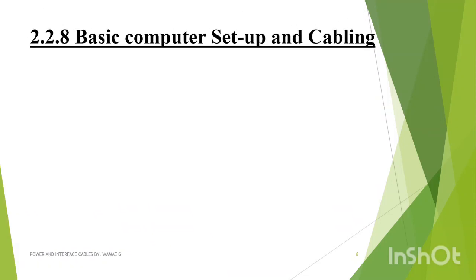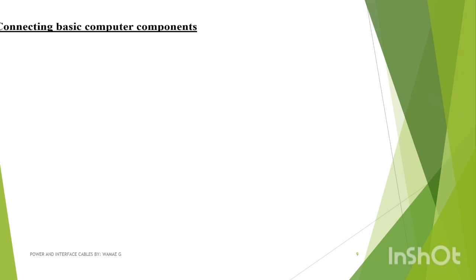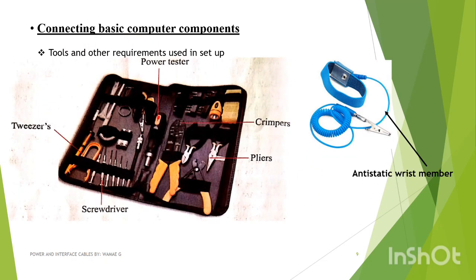The next thing that we're going to look at is basic computer setup and cabling. Under this, we shall learn about connecting basic computer components, and we shall also look at connecting other computer peripherals. We start with the first one, connecting basic computer components. Under this, we shall look at tools and other requirements used in setup. So which tools do we require?